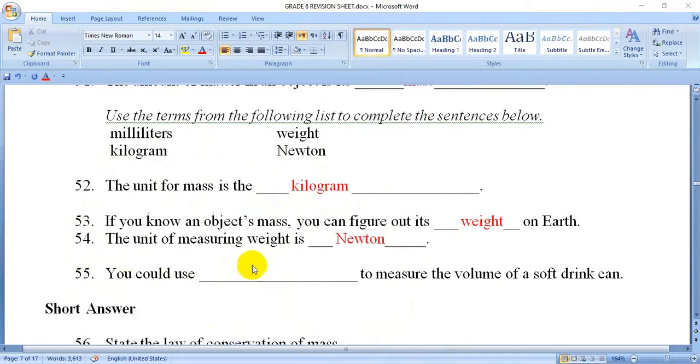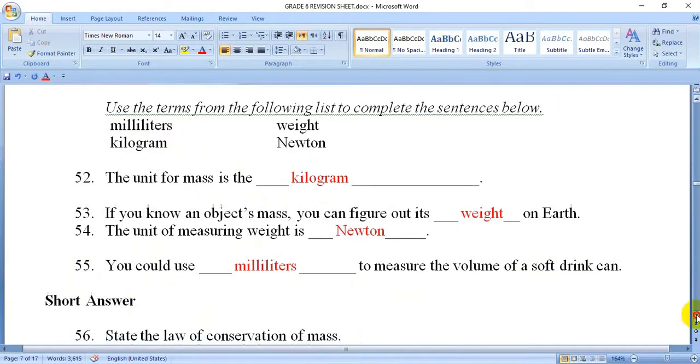Question 55. You could use what to measure the volume of a soft drink? A soft drink is a liquid. So for any liquid we use the unit milliliters or liters to measure the volume. And now we will solve the short answers.